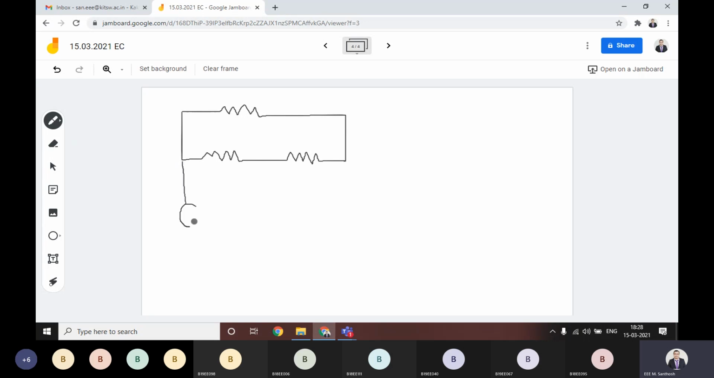You won't get easy ones. A bit tricky ones only you will get from the KVL KCL. Okay, you have to analyze quickly and you have to solve. So try to note down this circuit.